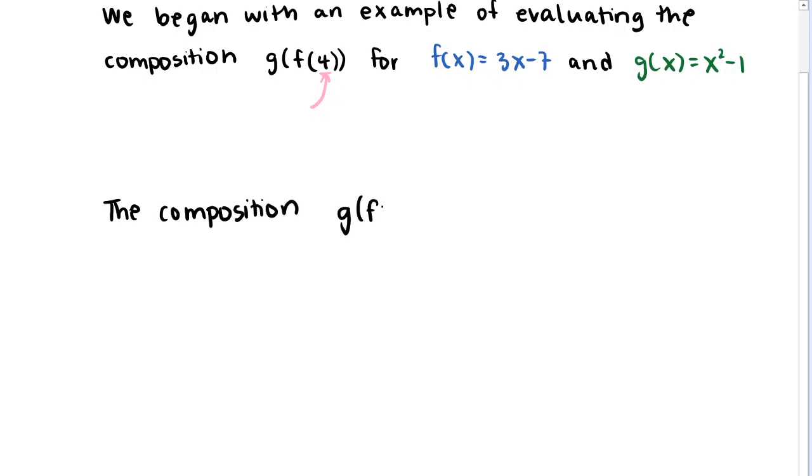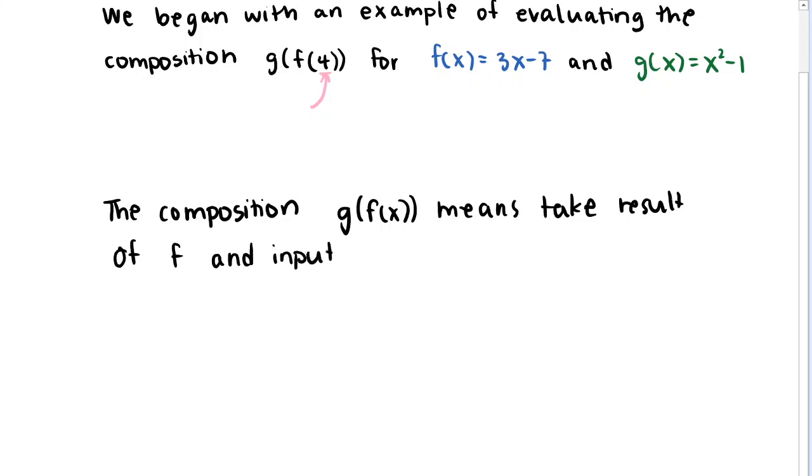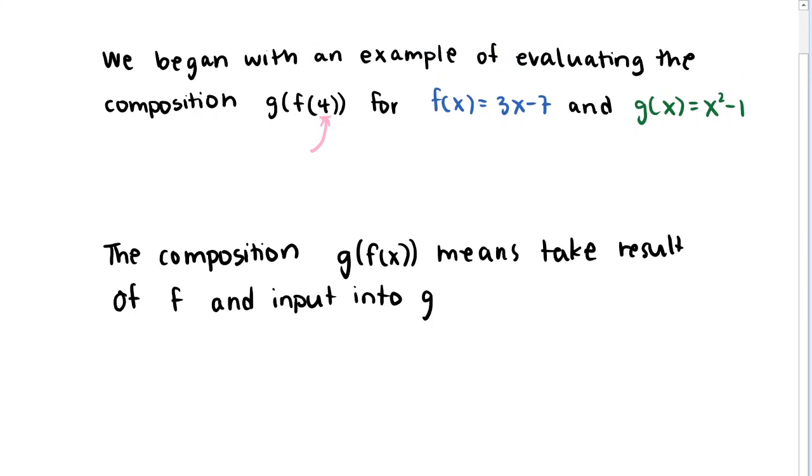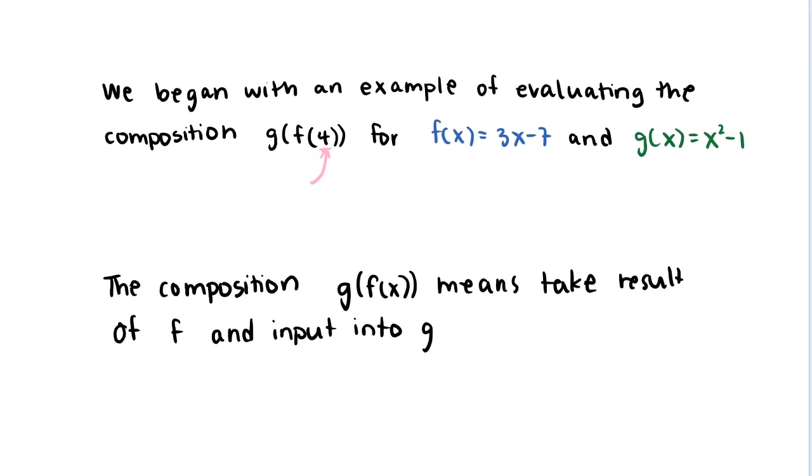And so here, the composition g of f of x, this really means to take the result of f and input it into our g function. And really when we have these equations here, this expression on the right, this 3x minus 7, that's really describing the result of our f function. This is really describing the output. And similarly, x squared minus 1, that's really describing the output of our g function.